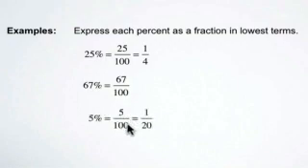Now 5 goes into top and bottom here. 5 divided by 5 is 1. 100 divided by 5 is 20. So 5% in lowest terms is 1 over 20.